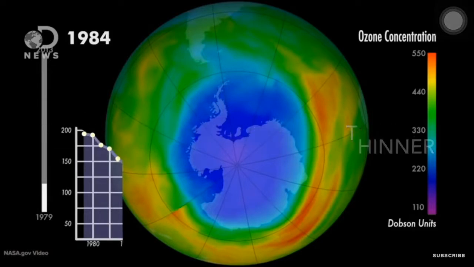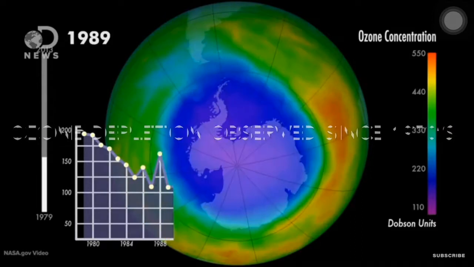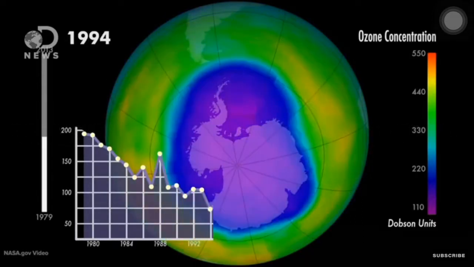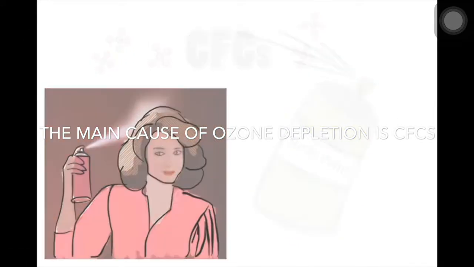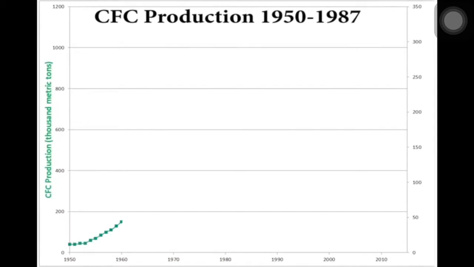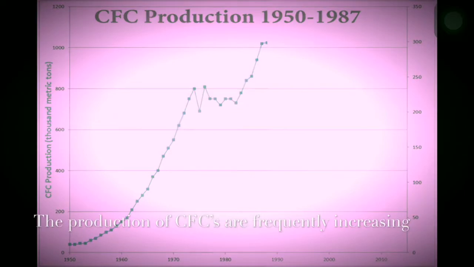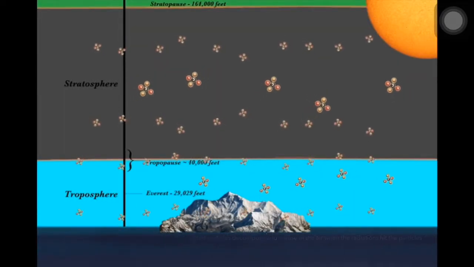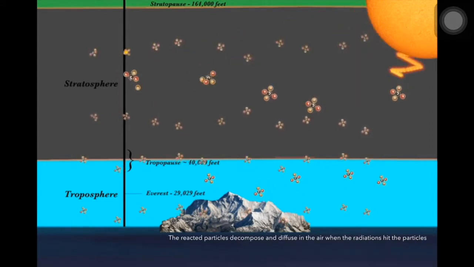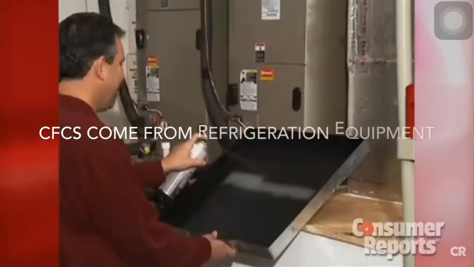the ozone layer is getting thinner. Ozone depletion has been observed since the 1970s. The main cause of ozone depletion is CFCs. The production of CFCs is frequently increasing. This is when the particles react. The reacted particles decompose and diffuse in the air when radiation hits the particles. CFCs come from refrigeration equipment.